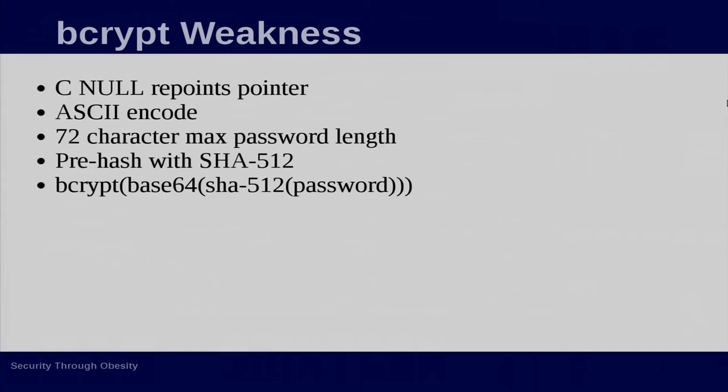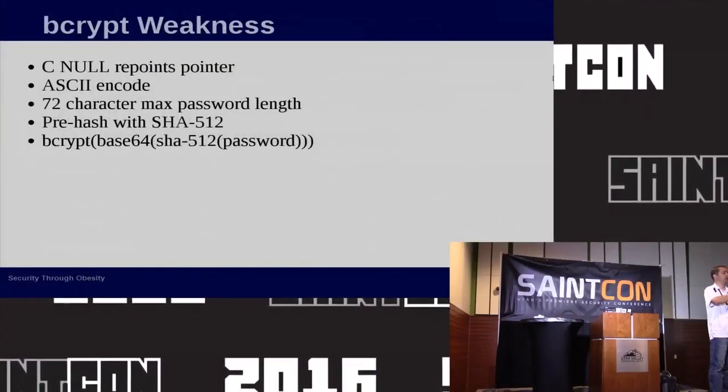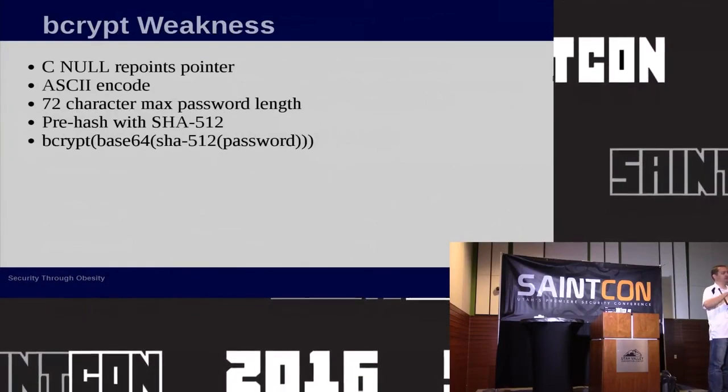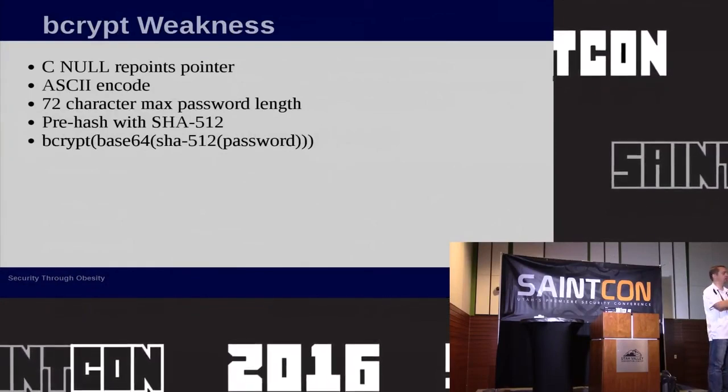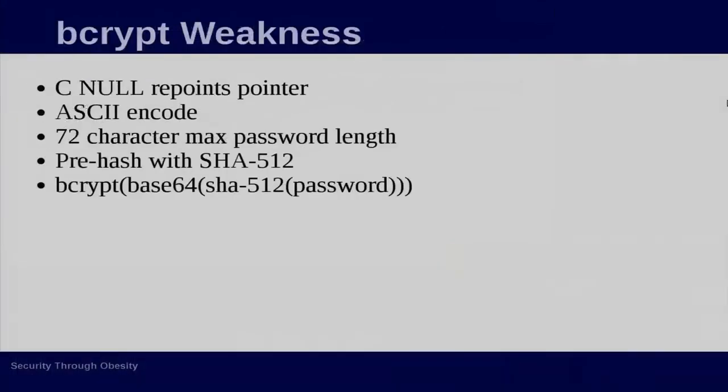So if you are going to pre-hash your password before bcrypt, this is what I would recommend. Go ahead and apply the SHA-512 to the password, then base 64 encode it, or hexadecimal encode it. ASCII encode the binary, so we have plain regular ASCII text characters. Then you can go ahead and apply the bcrypt and you'll be okay.